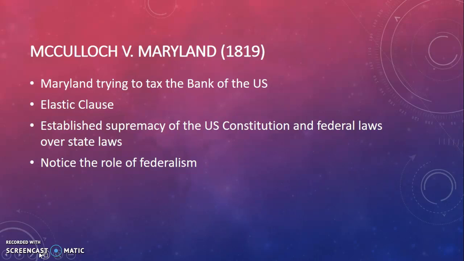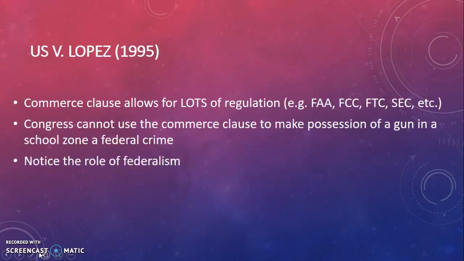And why this is important is that it's going to establish the supremacy of the U.S. Constitution and federal laws over state laws. So this is a big case that's going to bolster the power of the national government over the states. And this is going to not only use the elastic clause, but it's again going to be, in some ways, strengthening the federal government through the supremacy clause. And again, notice how this is going to change the relationship between the national government and the state government, in that more power is given to the national government.